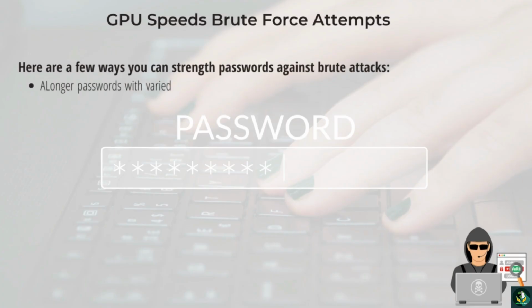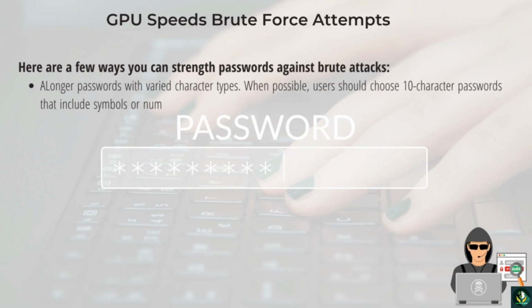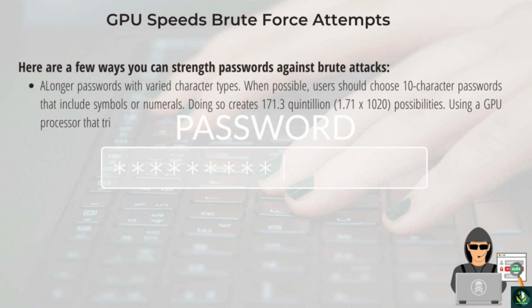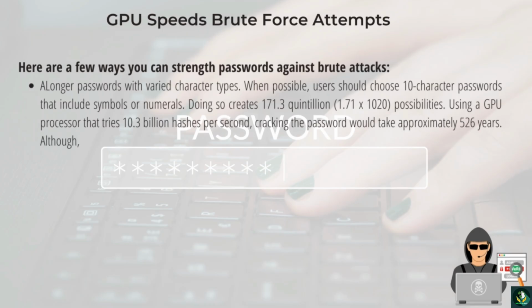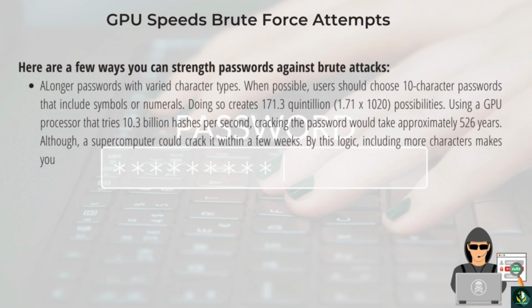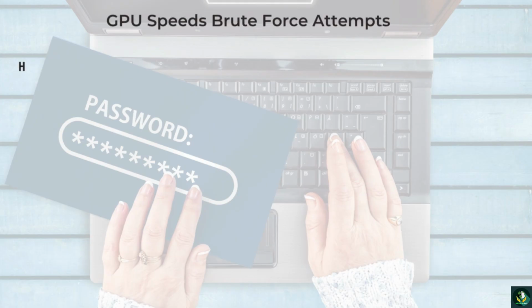Longer passwords with varied character types. When possible, users should choose 10-character passwords that include symbols or numbers. Doing so creates 171.3 quintillion possibilities. Using a GPU processor that tries 10.3 billion hashes per second, cracking the password would take approximately 526 years, although a supercomputer could crack it within a few weeks. By this logic, including more characters makes your password even harder to solve.